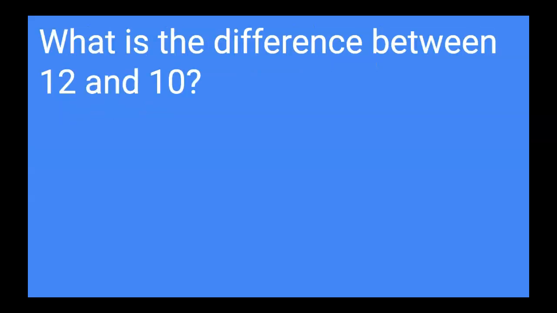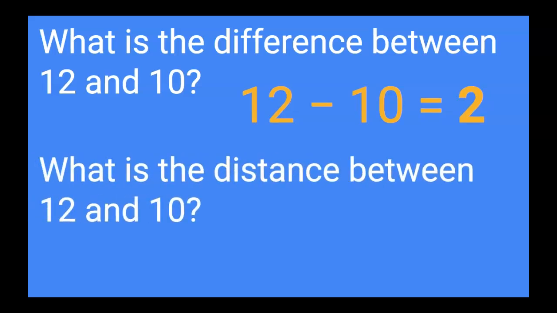If I ask you to find the difference between 12 and 10, I'm asking you for the math problem 12 minus 10, and you should get a value of 2. If I ask you the distance between 12 and 10, you're telling me how far apart 12 and 10 are on a number line, and this answer is still 2. The absolute value of 2 is 2.